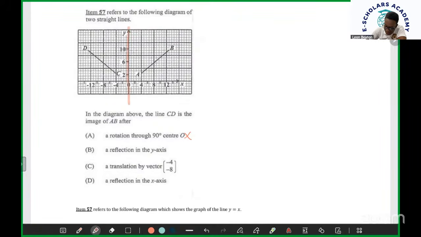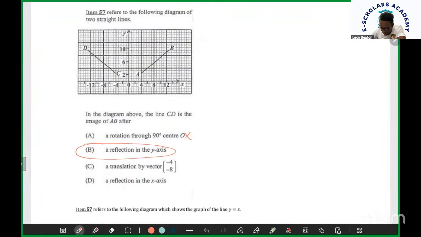So we got the y-axis right here. We got A here, and C is a reflection of that. B is here, and this looks like equal distance from D. So yeah, this is a reflection over the y-axis.